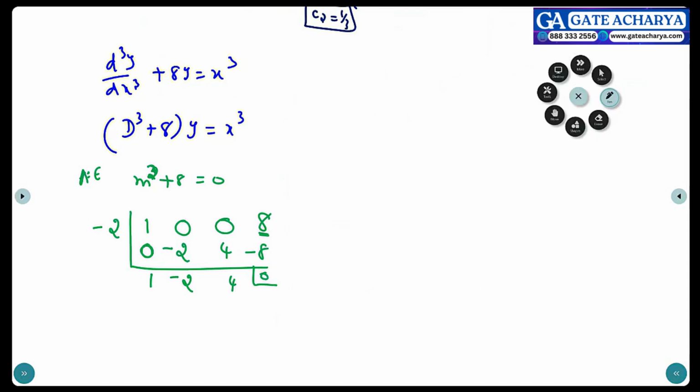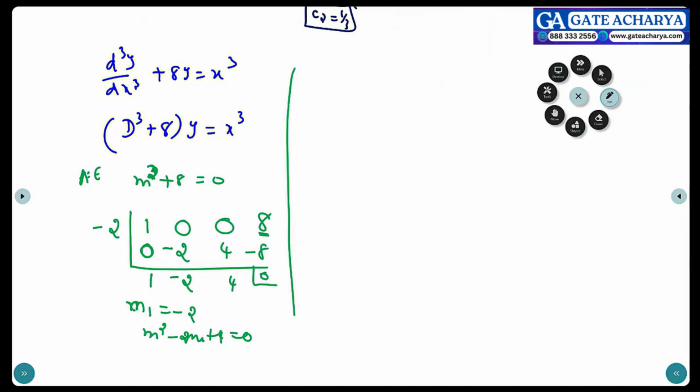There is no remainder. So this cubic equation is completely divisible by minus 2. Therefore, minus 2 is one of the roots. So M1 is minus 2. The remaining roots come from the formation of the quadratic equation, that is m square minus 2m plus 4 is equal to 0. Here the sum is minus 2 and the product is 4.